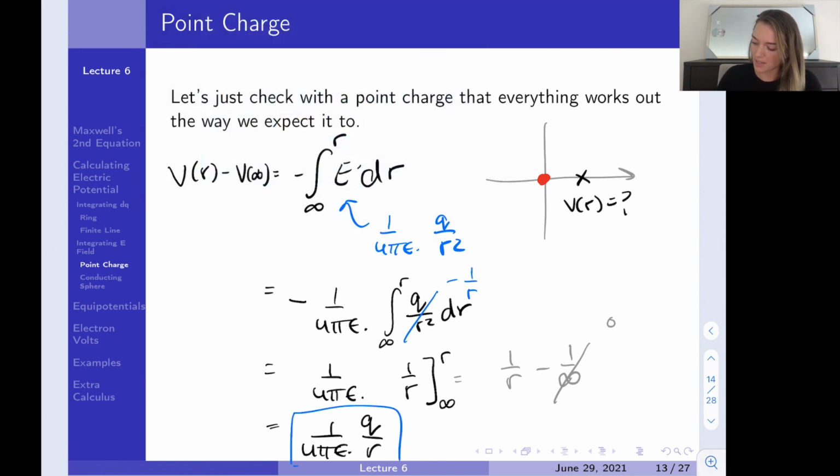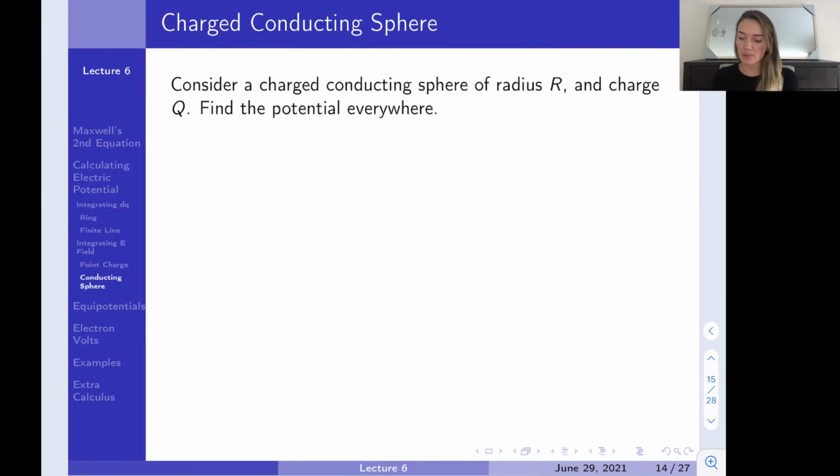So, okay, this works out the way we expected it to. And like I said, our potential at infinity was 0. And I guess I should have technically used primes to differentiate our variable of integration, but that's okay. All right, now let's do a slightly more illuminating example.